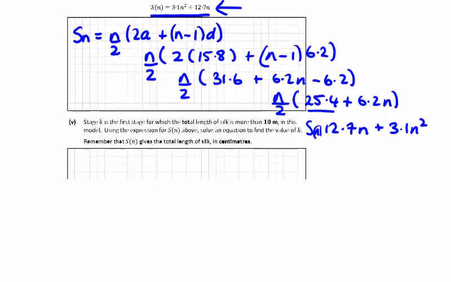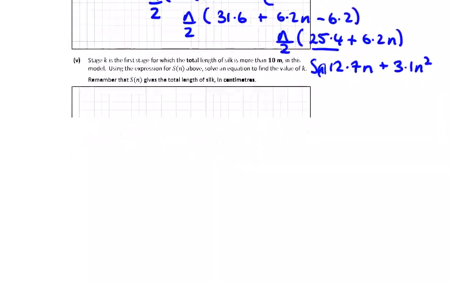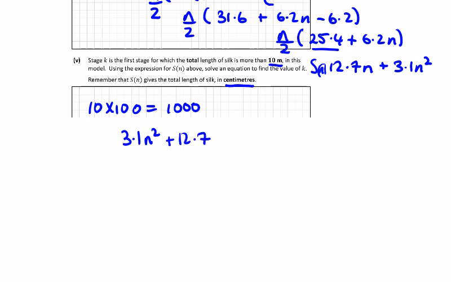And then it says stage K is the first stage where the total length is 10 meters, and they've given it in bold. We're in centimeters above. What's 10 meters in centimeters? 10 by 100 is equal to 1,000. So this expression 3.1n squared plus 12.7n has to be, we're looking for when it's greater than 10 meters, so greater than 1,000 centimeters. So bring the 1,000 back across. Don't forget your n. Minus 1,000 will have to be greater than 0.